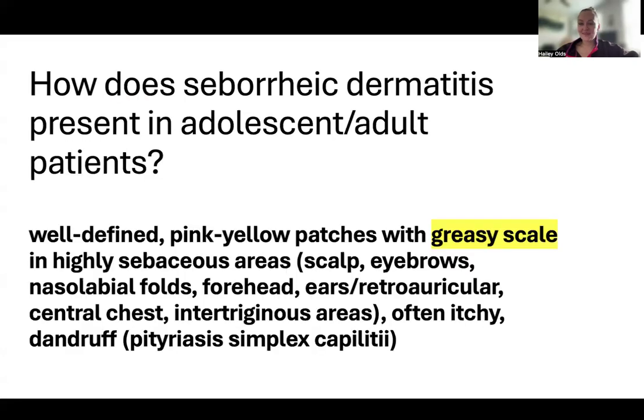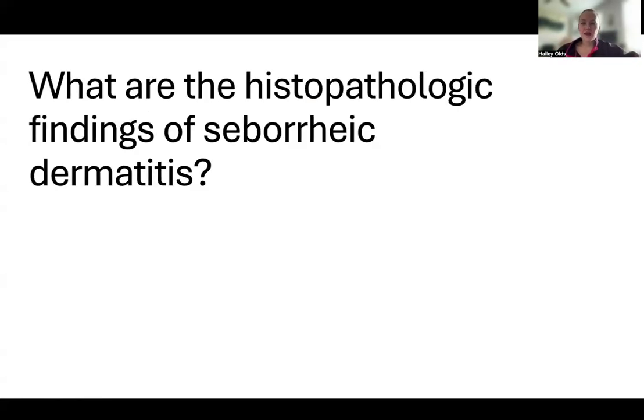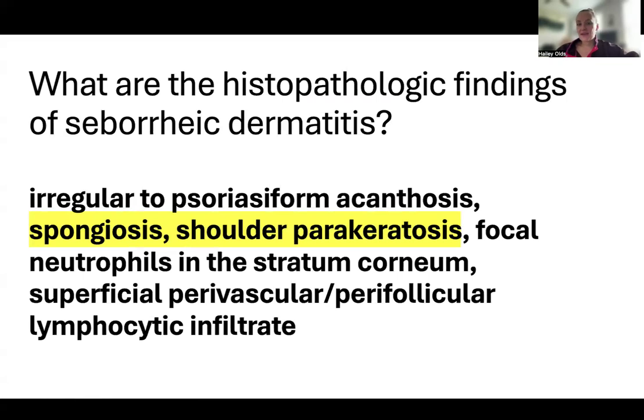How does sebderm present in adolescents and adults? So you probably see this all the time. You have well-defined pink patches with greasy scale in sebaceous areas, so scalp, eyebrows, nasolabial folds, the ears, central chest too, and it's usually itchy. And this is dandruff. What are the histopath findings in sebderm? So you get irregular acanthosis, spongiosis. You can get that shoulder parakeratosis at the edge of hair follicles. It can mimic psoriasis, like it can sometimes be in the psoriasiform dermatitis, but it can also be more spongiotic sometimes.